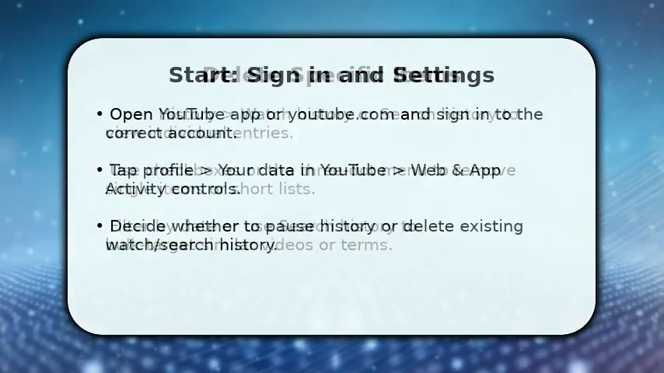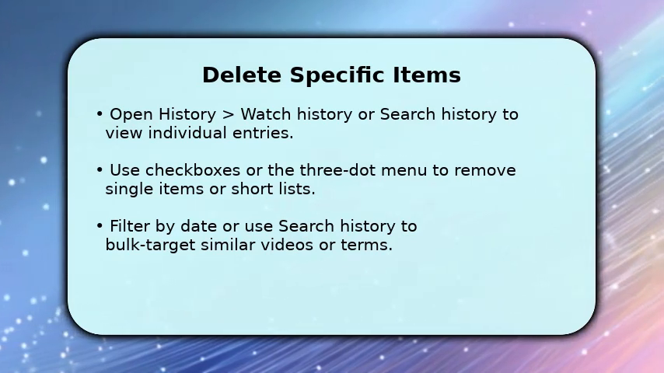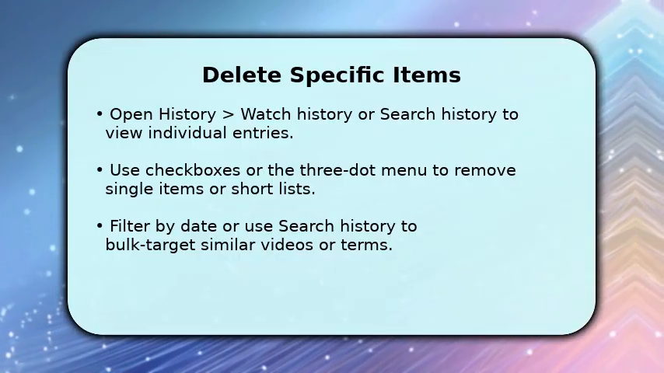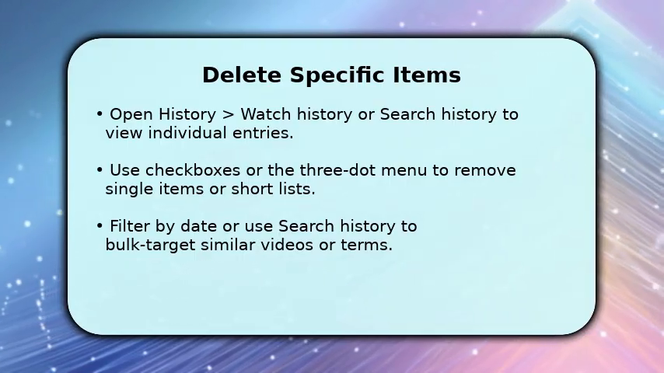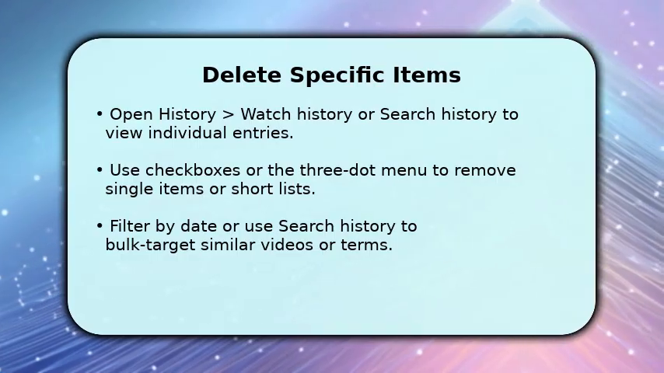Now focus on the middle, the granular cleanup. Open History, pick Watch History or Search History, and scan for items to remove. Use individual checkboxes or the three-dot menu on each entry to delete precisely. This preserves useful data while removing problem items.